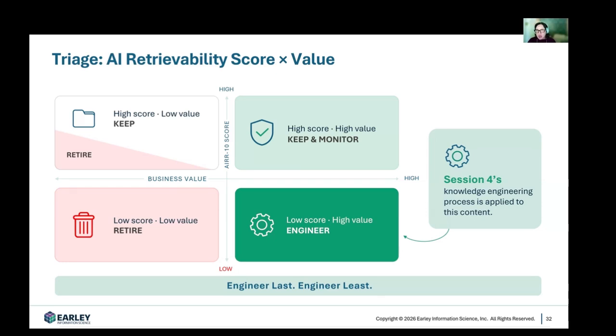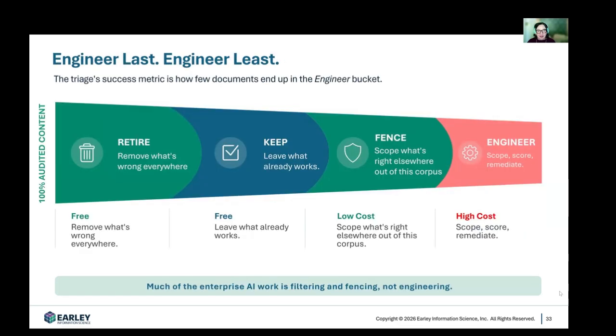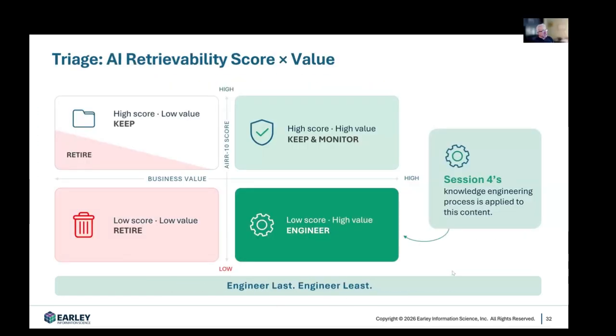That's completely different decisions depending on the business value, right? And the reason the bottom right quadrant is so important is that engineering is the most expensive remediation aside from the SME work. And you only want to do it where the business value justifies the cost. And this is what we're saying. We are asked a lot, how do I know what content needs to have IA? And this is the answer, right? It's your low scoring content, but it's high value to the business. This is the content that needs IA. And the next slide has, again, a little bit of that engineer last, engineer least.